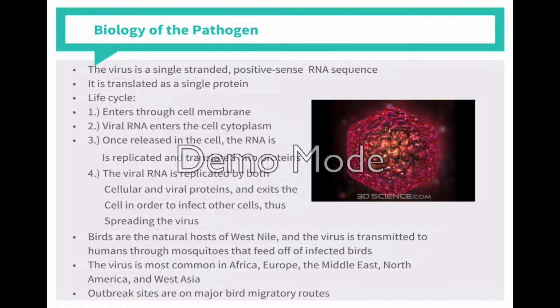Birds are the natural hosts of West Nile, and the virus is transmitted to humans through mosquitoes that feed off of infected birds. The virus is most common in Africa, Europe, the Middle East, North America, and West Asia. Outbreak sites are on major bird migratory routes.